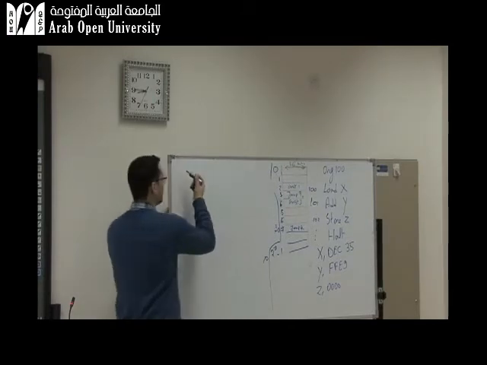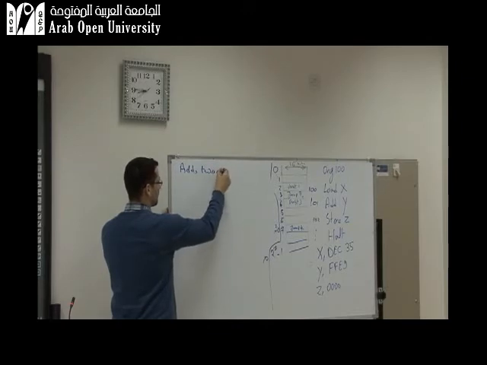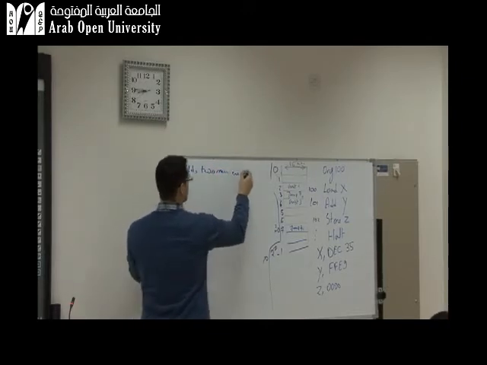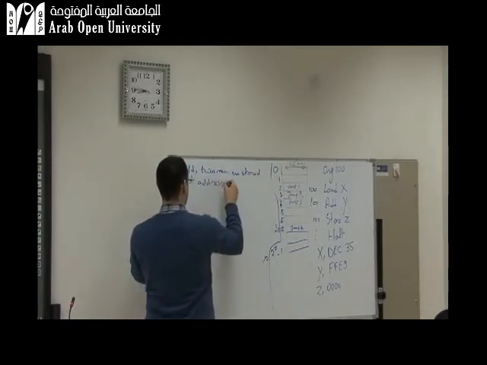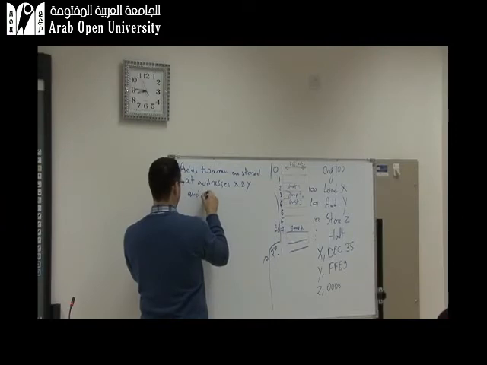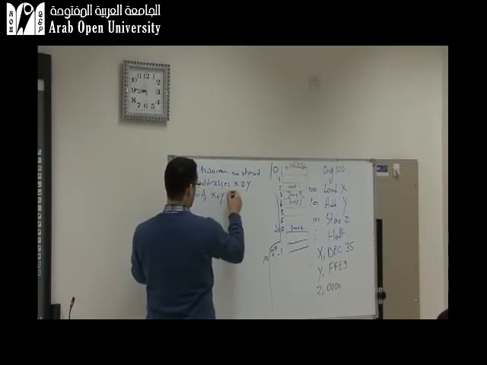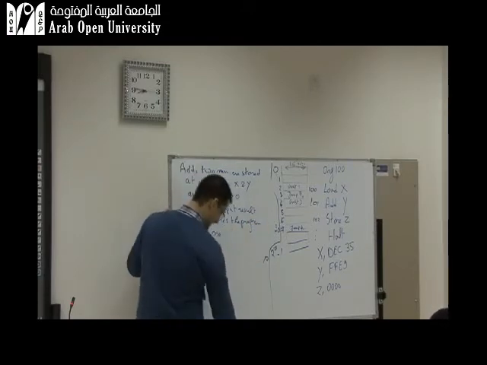Now let's suppose that we want a program that has two numbers stored at addresses X and Y. And if X plus Y is positive, output the result and end the program. If not, say else.